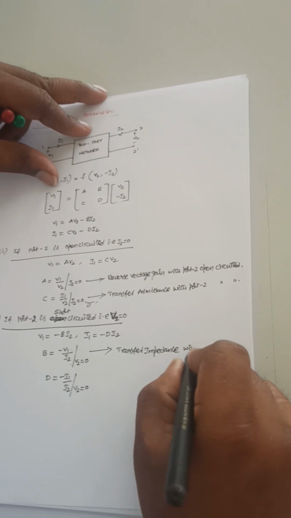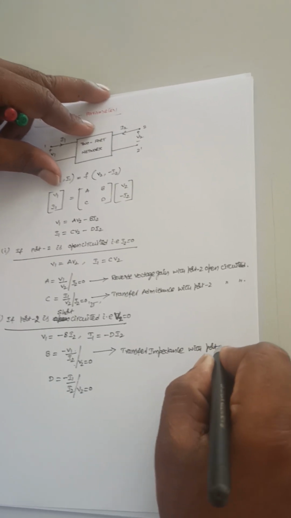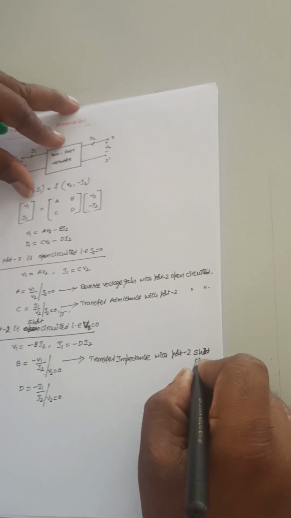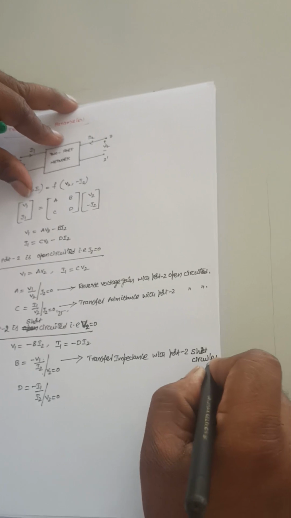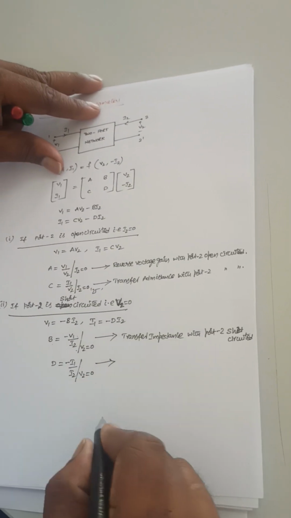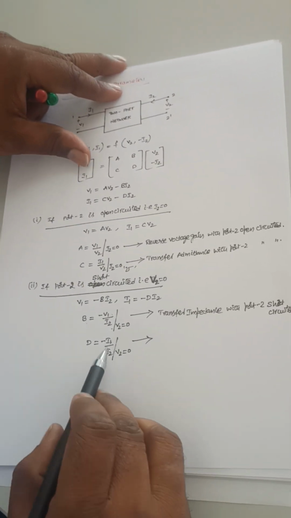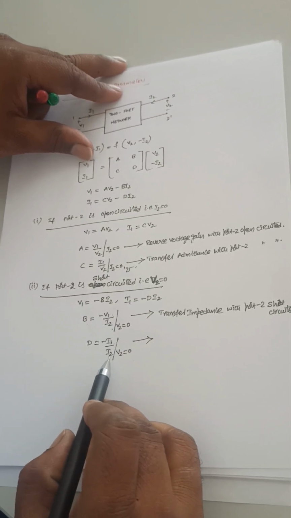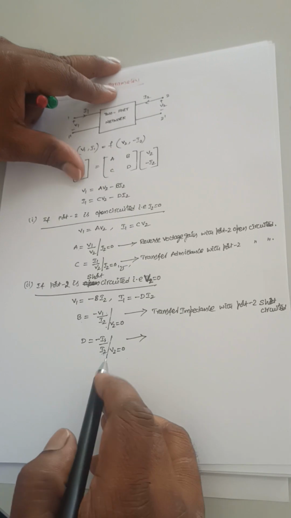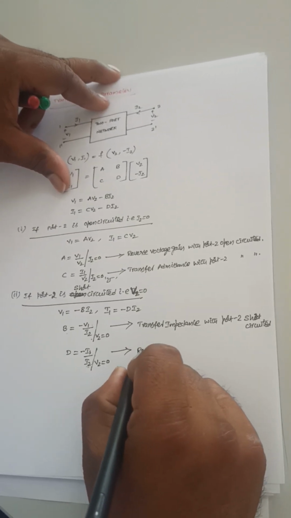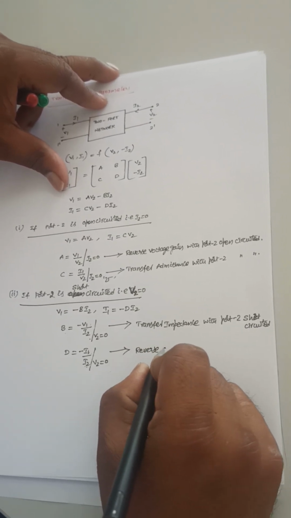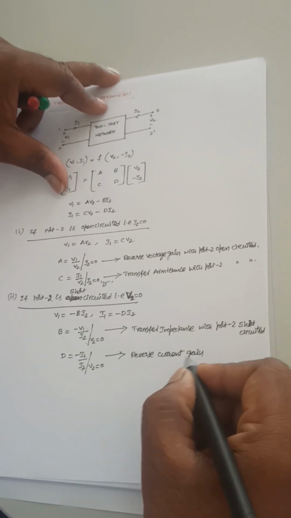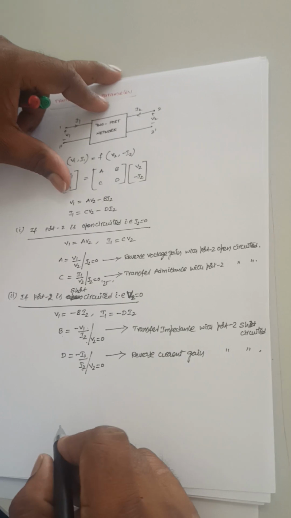with port 2 short circuited. Next, D is nothing but the current gain. If it is I2 by I1, that is the forward current gain. Since it is I1 by I2, it is the reverse current gain, with port 2 open circuited.